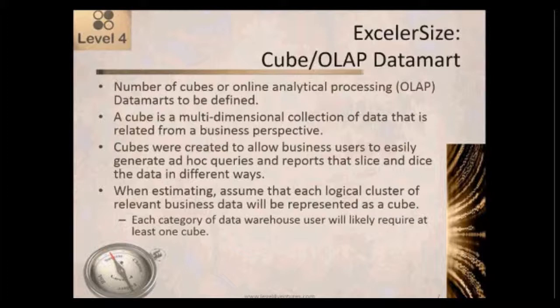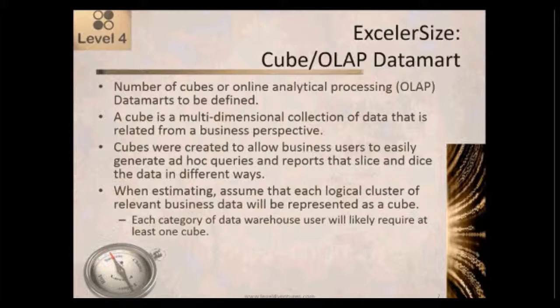Now, walking through the ExcelerSize different sizing components, we'll start with cubes, or online analytical processing data marts, or OLAP data marts. Those are two words for the same thing. They basically are the same. So a cube is a multi-dimensional collection of data that is somehow related from a business perspective. So if we're looking at something like sales data, for example, or let's say revenue data, well, one of the dimensions might be by branch. One dimension might be by region. One dimension might be by product. One dimension might be by owning vice president.